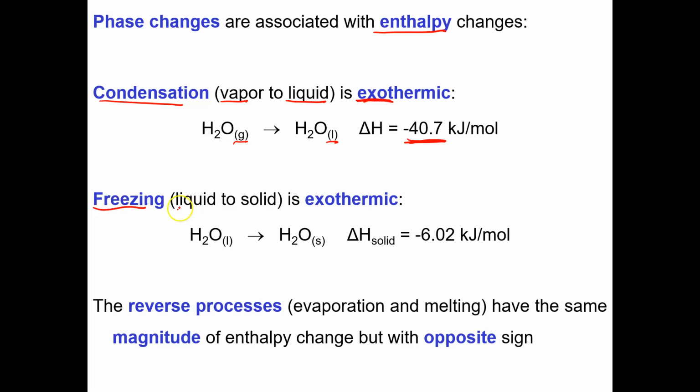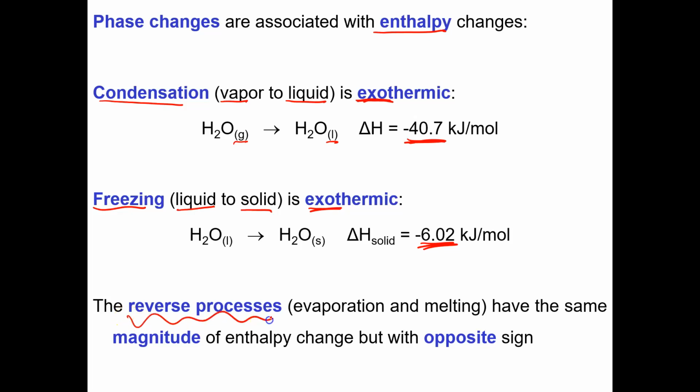Freezing, which is when a liquid becomes a solid, is also exothermic because we're forming bonds, and bond forming is an exothermic process. In this case, the enthalpy of forming a solid for water is negative 6.02 kilojoules per mole.